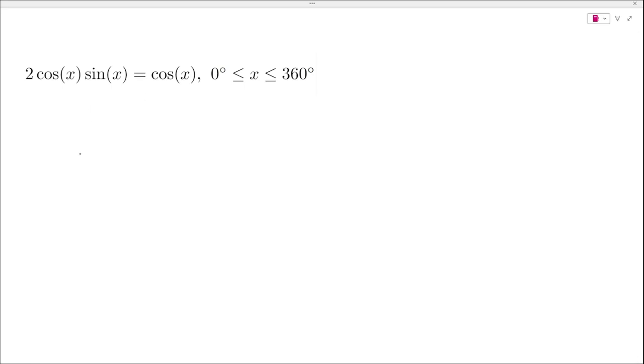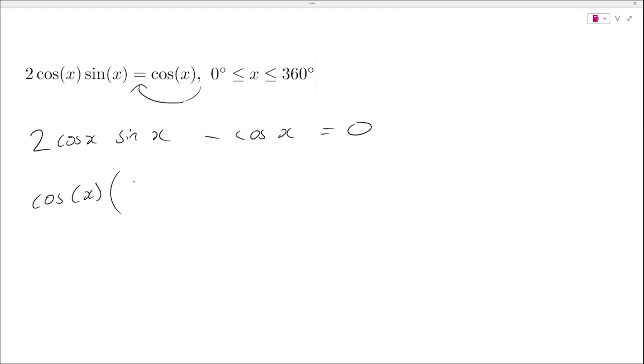So how do we do this question now? The key to unlocking the answer is simply to move the cos x from the right hand side to the left hand side, so we'll minus cos x from both sides, and now we've got 2 cos x sine x minus cos x equals 0. What we can do now is quickly factorize that. Taking that common term, cos x, out the front, we get cos x times 2 sine x minus 1 equals 0.